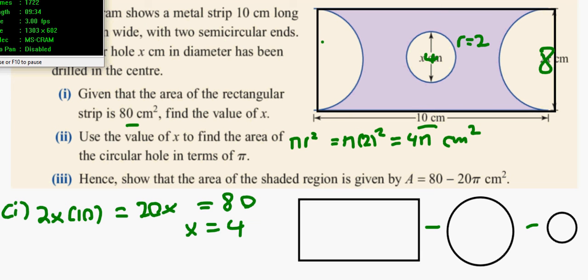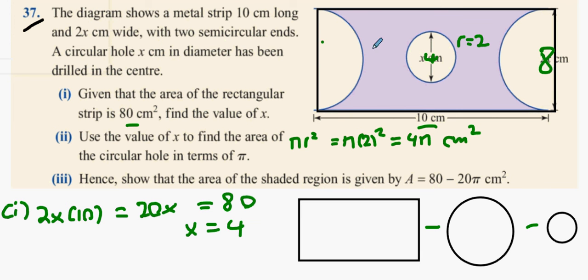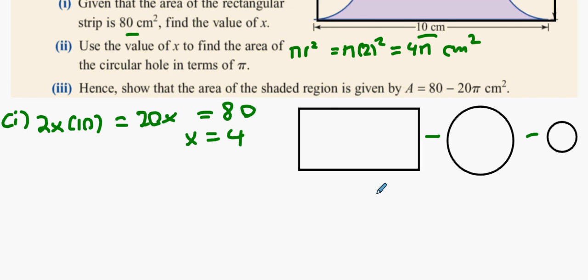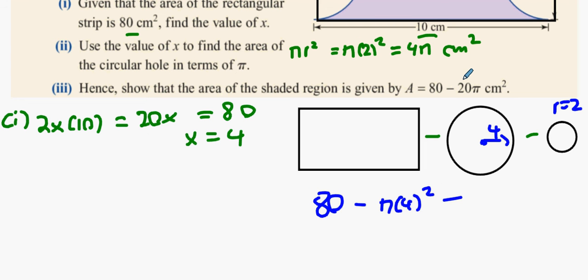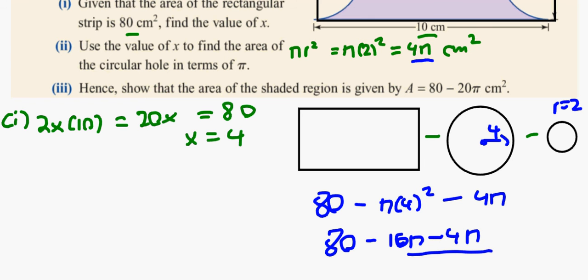Now, what we're going to do here is a radius of 4. So, would everybody agree that's 80? Yeah? Take away pi times, what's the radius again? So pi times 4 squared. And what's the area of the small one again? We got it already? 4 pi, don't we? It's going to be 80, take away 16 pi, take away 4 pi, what's minus 16 minus 4?